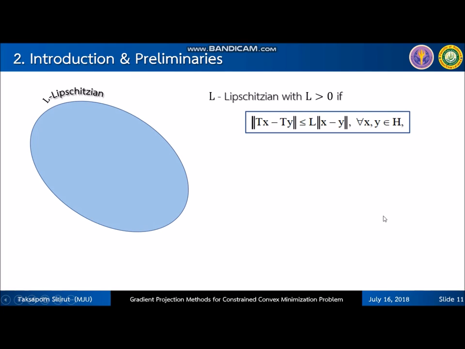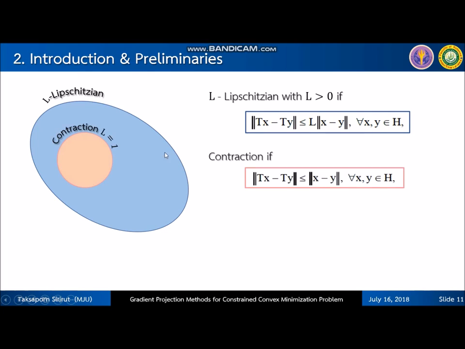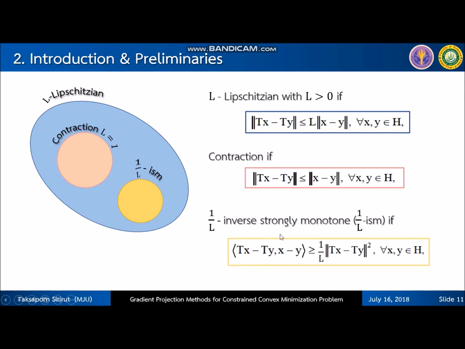And next, I will give the definitions of L-Lipschitzian, contraction, and 1/L inverse strongly monotone. T is said to be L-Lipschitzian if T satisfies the following inequality. And if L equals 1, mapping T reduces to a contraction. And 1/L inverse strongly monotone is also L-Lipschitzian. In our work, we study the case where the gradient of function g is 1/L ISM.